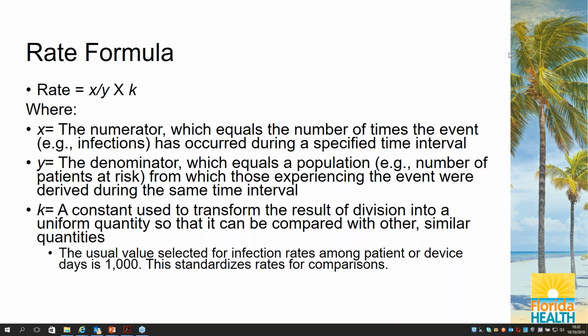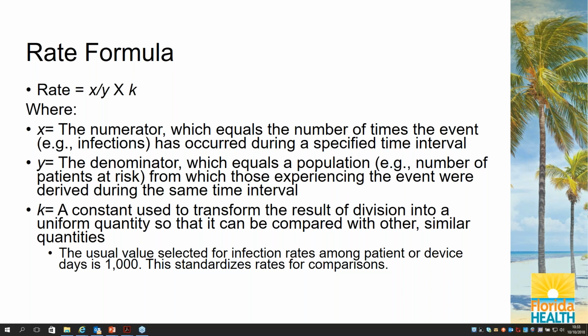So x is the numerator, which is going to equal the number of times the event or infections have occurred during a specified time interval. Y is the denominator, which equals a population, like the number of patients at risk from which those experiencing the event were derived during the same time interval. So Y, just remember the population at risk.